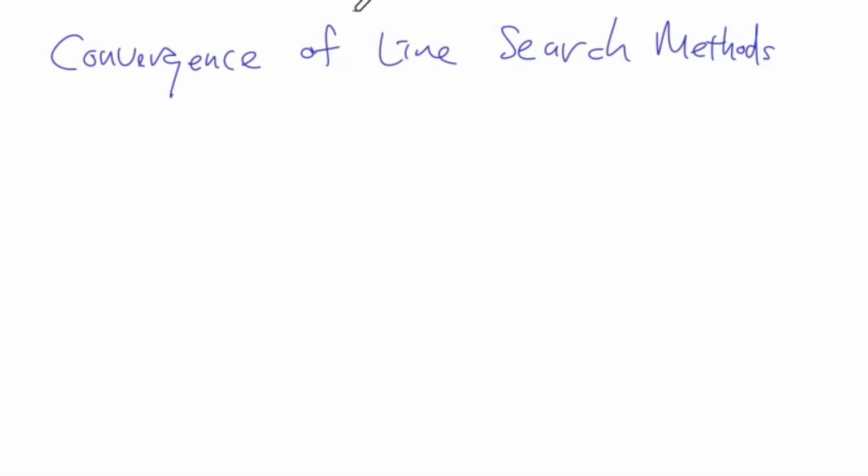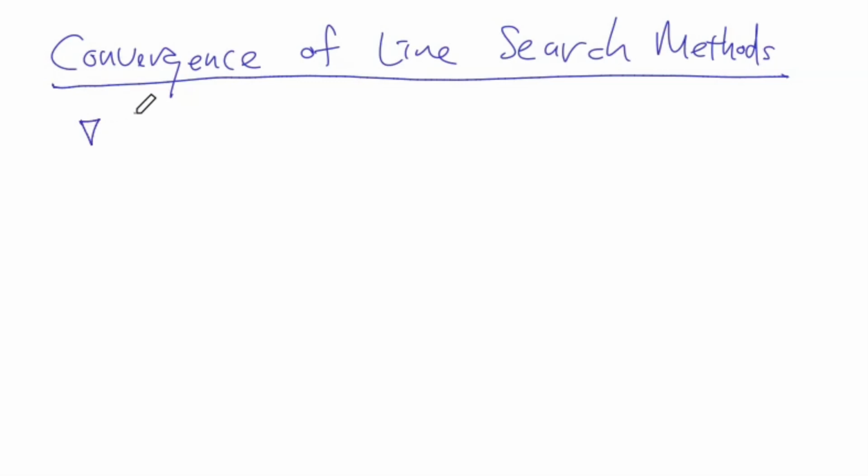Okay, now we come to the last section of this chapter, the convergence of line search methods. After we run line search methods for many iterations, most probably we'll come to a situation where the gradient of the function at a certain point is zero.